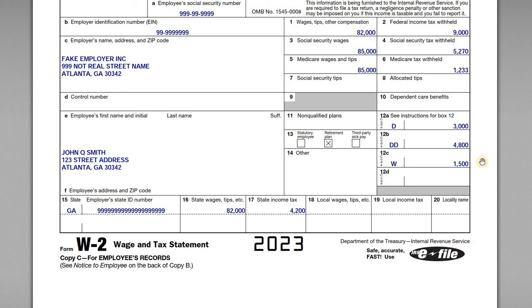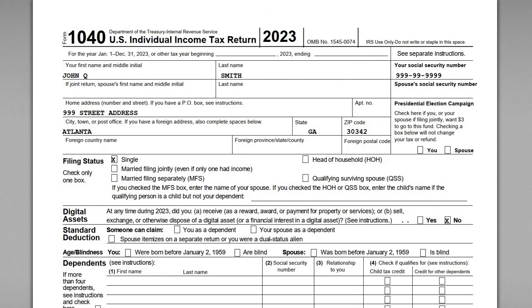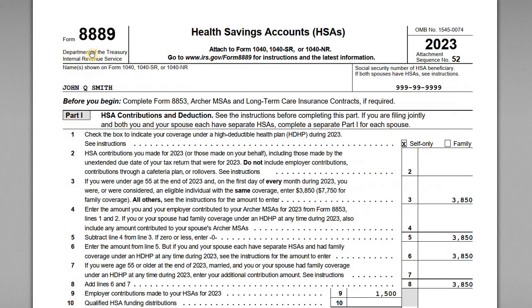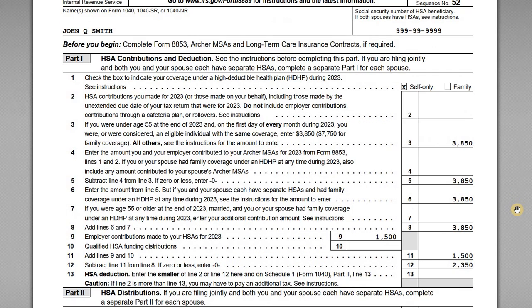And so we can see here for John, there was $1,500 contributed to his HSA during the year. And so that amount does get reflected on the return. Specifically, it goes on the form 8889 for HSA accounts. And so we can see the amount reported on line 9, employer contributions made to HSAs for 2023. We can see the amount of $1,500 flowing through from the W-2.